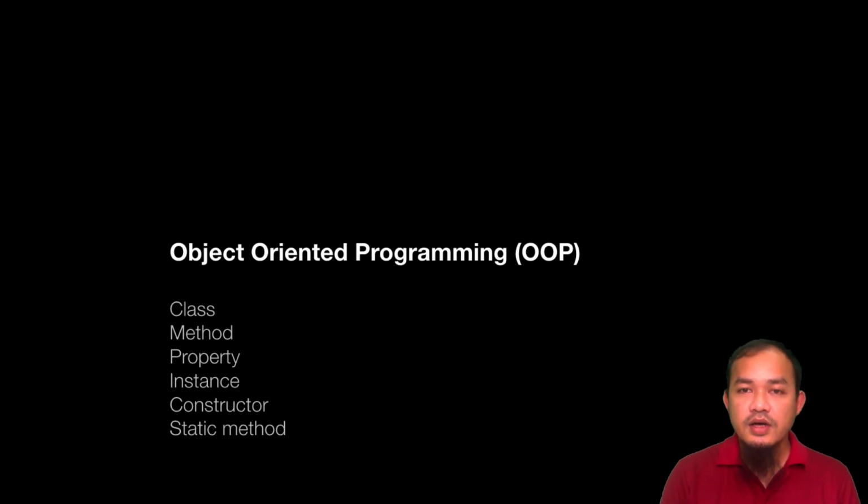If you look at any object-oriented programming, it will consist of these things: class, method, property, instance, constructor, and static method. This is the vocabulary that you have to be familiar with when you are working with object-oriented programming.